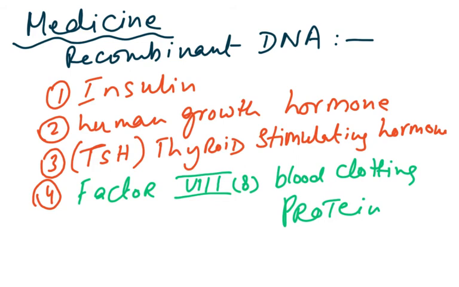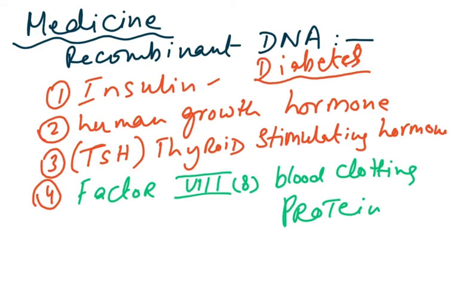Now, medicine means how are you going to help people with certain diseases? So, the recombinant DNA has been used to, number one, make insulin. So, the insulin is used by whom? It's used by diabetics, people who have diabetes. We have not been able to help in recovery of the pancreas, but all we have done is give them injections of insulin.